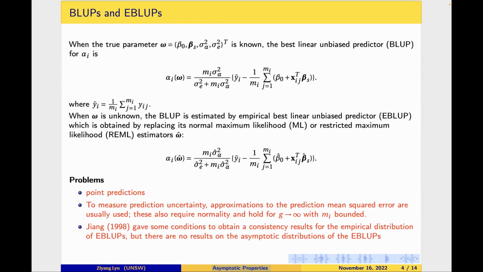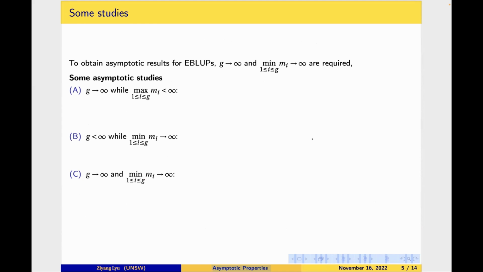To measure the prediction uncertainty, approximations to the prediction mean square error are usually used, but they also require normality, and hold for G going to infinity with the cluster size Mi bounded. Jiang in 1998 gave some conditions to obtain consistency results for the empirical distributions of the EBLUPs, but there are no results for the asymptotic distributions of the EBLUPs. In our study, we want to obtain the asymptotic results for the EBLUPs when G goes to infinity and all the cluster sizes go to infinity.